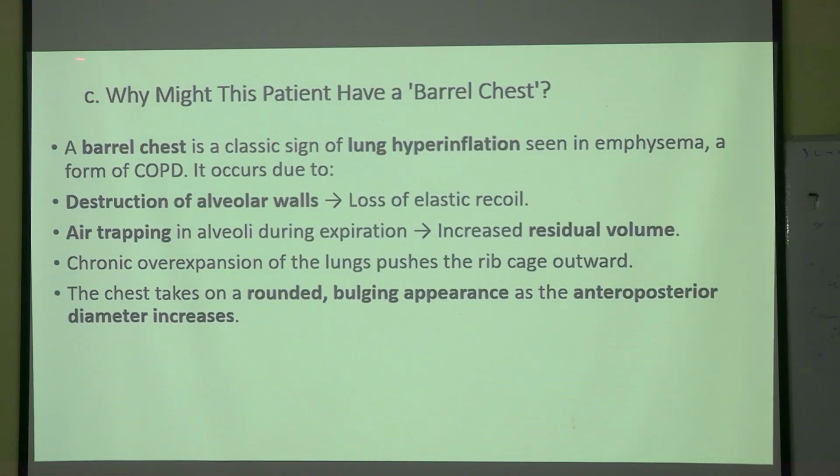Now, the next question asks, why might these patients have a barrel chest? Obviously, as I've already mentioned, a barrel chest is a classical sign of lung hyperinflation, and it is seen in a particular case like emphysema, which is a type of chronic obstructive pulmonary disease. What are the most important changes that take place in the barrel shaped chest? There is a destruction of the alveolar walls. At the same time, due to the destruction of the alveolar walls, there is a loss of elastic recoil of the lung alveoli, right? And it also promotes air trapping in the lung alveoli, mainly during expiration.